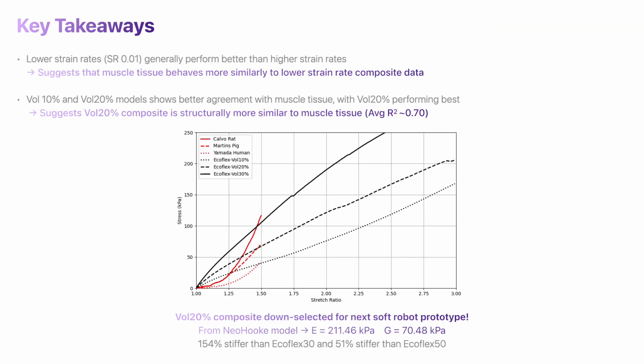In conclusion, our study suggests that the composite with 20% volume added particles is structurally more similar to muscle tissue, especially at lower strain rates and to pig muscle, with average R2 values of 0.7. Based on our obtained E value from the neo-Hookean model shown previously, this composite is 154% stiffer than pure EcoFlex 30 and 51% stiffer than EcoFlex 50, thus selecting it as an alternative material to try for our next robotic prototypes.